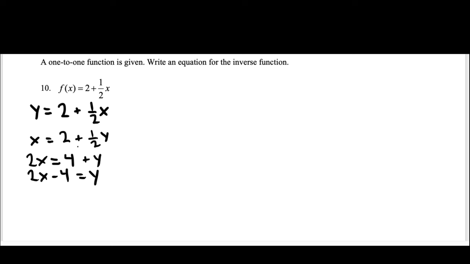And then I'm going to turn the equation around and replace y with the symbol for the inverse. So I get f inverse of x equals 2x minus 4. Okay? So 2x minus 4 is the inverse of 2 plus 1/2 x. So that's the function that will do exactly the opposite of the original function.